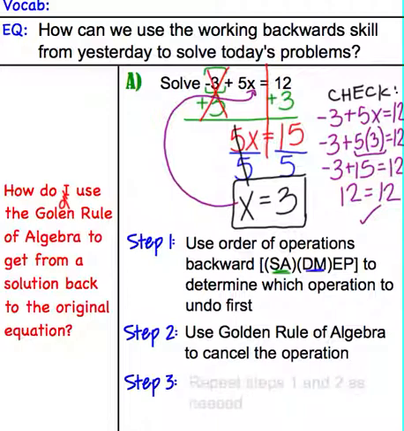To summarize, the first step is to use order of operations backwards to determine which operation to undo first. Then use the Golden Rule of Algebra to cancel the operation by doing work on both sides. And finally, repeat those steps as needed until we get the variable solved for. We will continue this lesson in the next video.